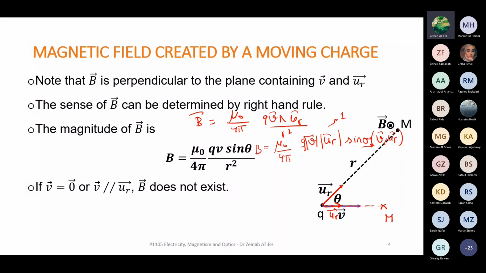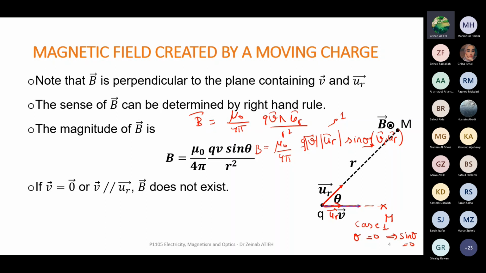So the angle between V and UR in this case, let me call it case 1, where M is found in front of Q, you can see that the angle between UR and V is equal to 0. So theta is equal to 0. If theta is equal to 0, then sine theta will also be equal to 0, which means that the points that are along the same direction of motion of Q will not experience any magnetic field. No magnetic field is created there. Only on the points that are above or below.